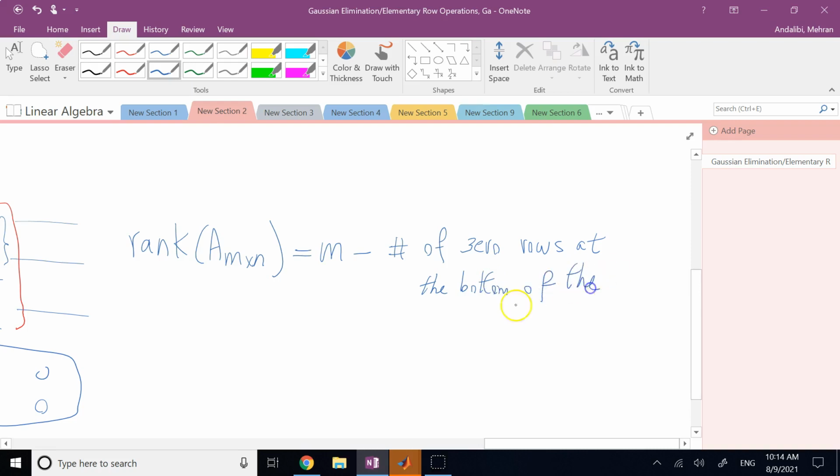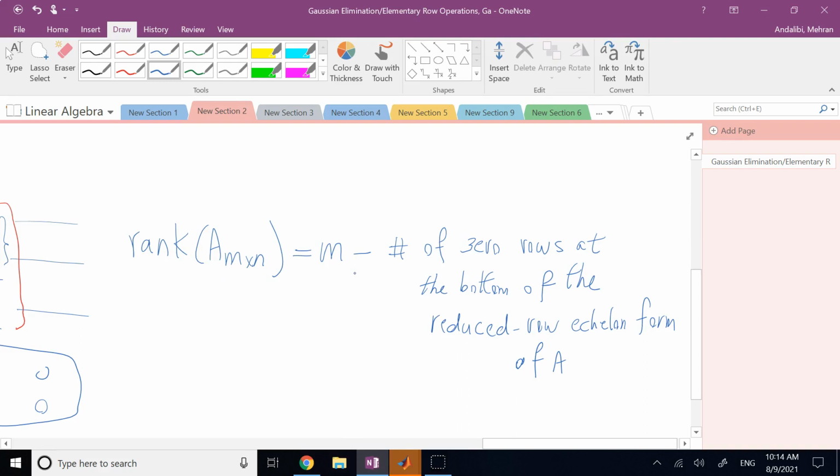of the reduced row echelon form of A. Okay, that means that those rows are not linearly independent from the others. So this is one of the methods for calculating rank.